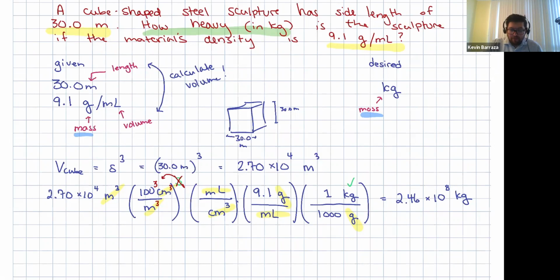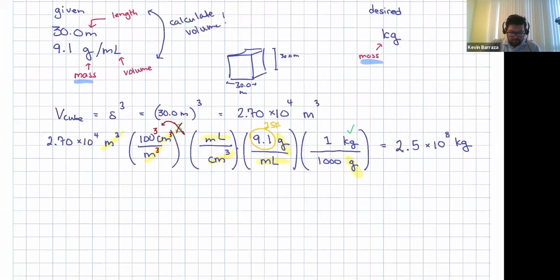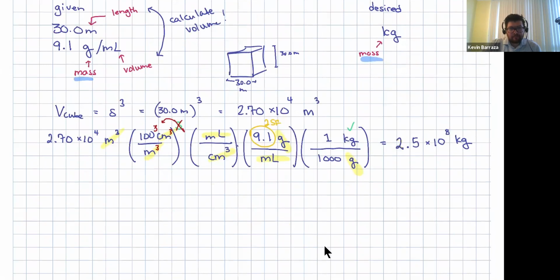Oh, I see. Oh, thank you. There is a typo that I made. Yeah, so this value is 2 sig figs. So my answer should actually be, wrong color, 2.5. There we go. Thank you very much. And I'll highlight that. There we go. Awesome. Thank you. So yeah, densities are measurements, so they do have sig figs.